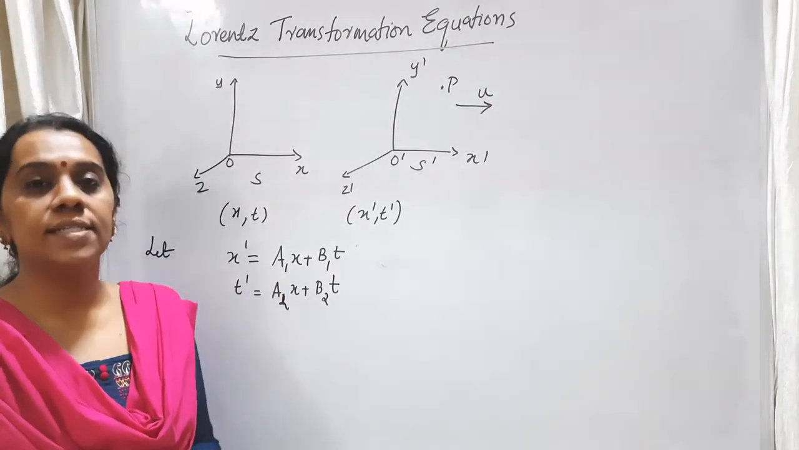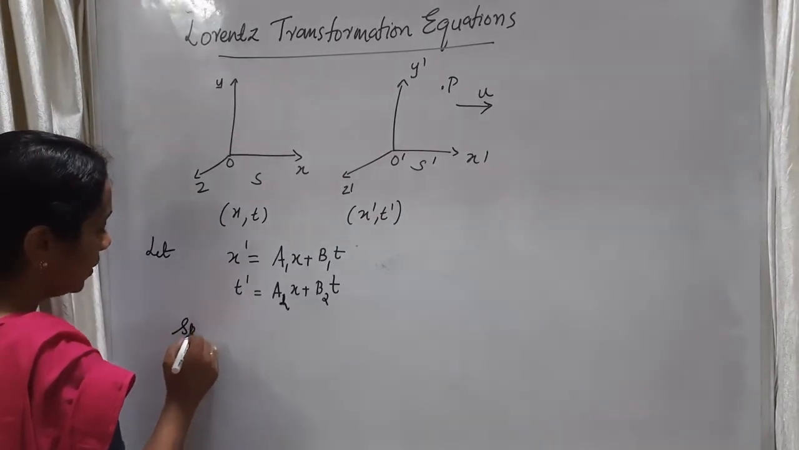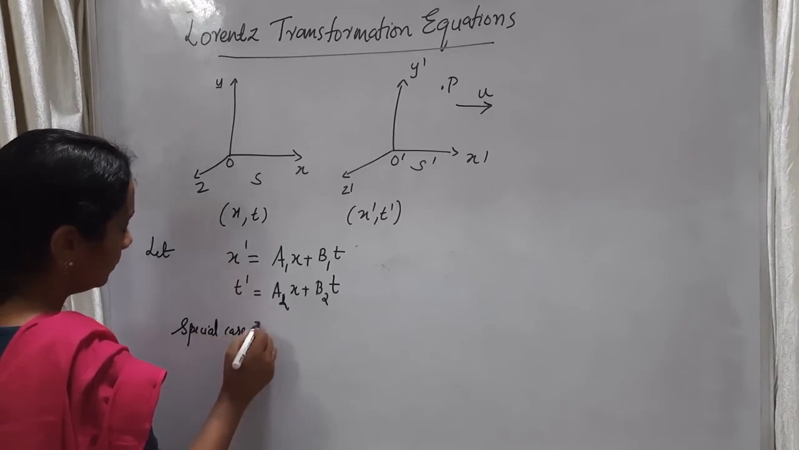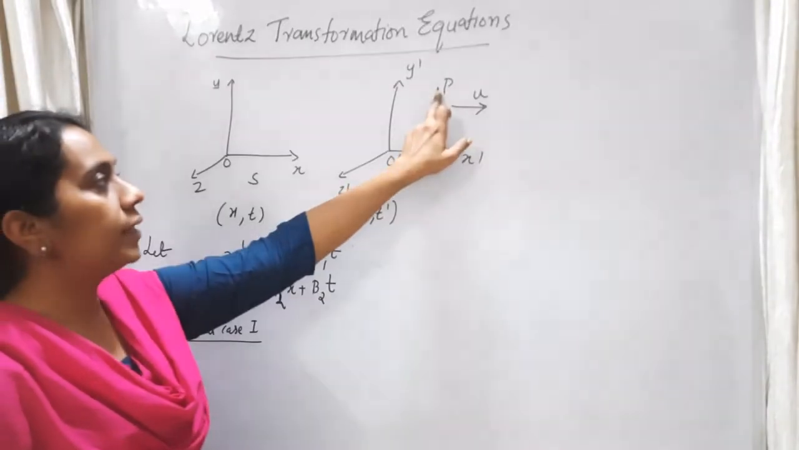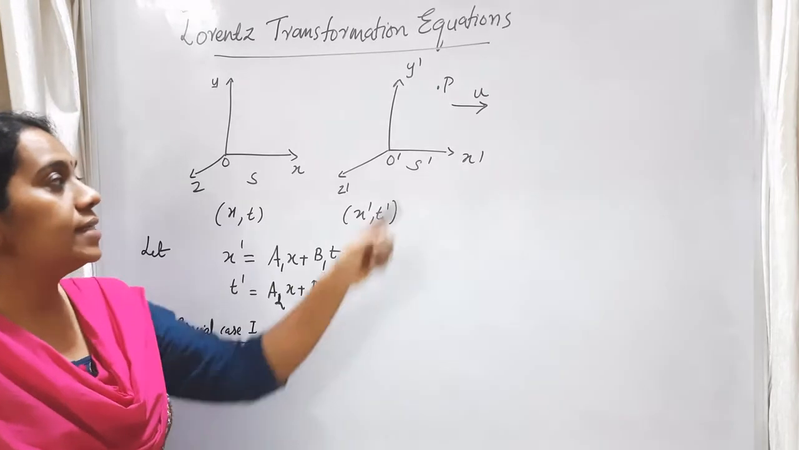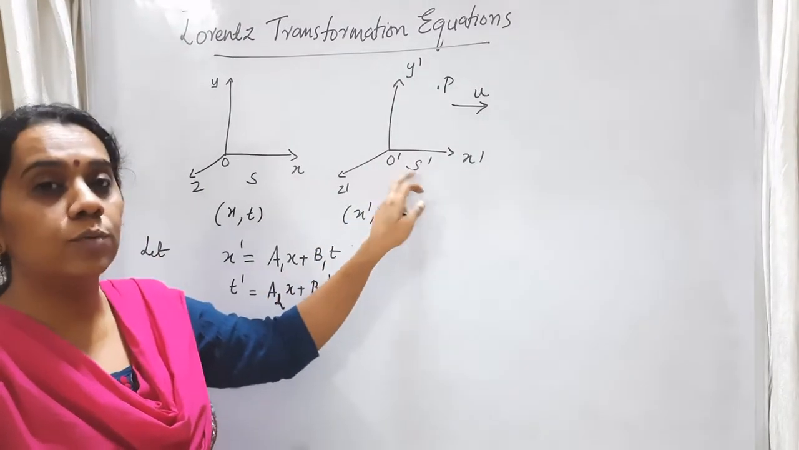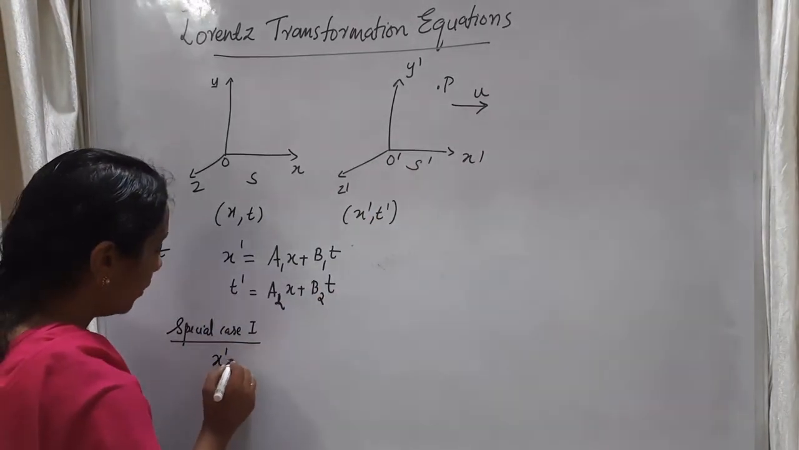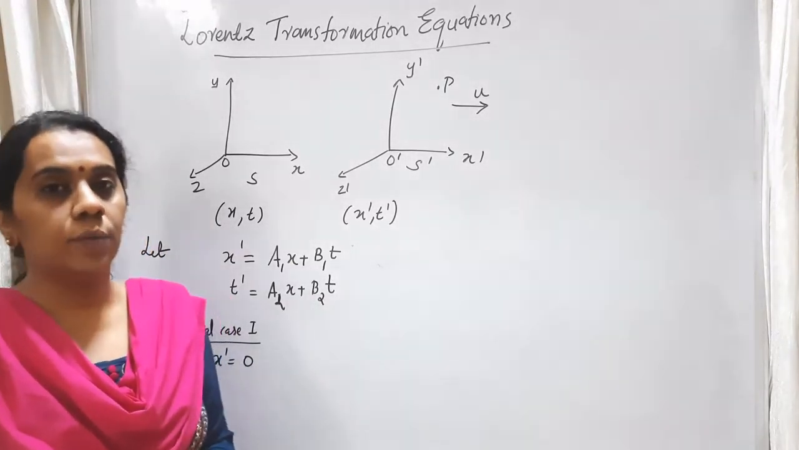For that, we consider certain special cases. So let us consider the first special case. Let us assume that this particle or this body is at the origin of the S dash frame, that is, it is at O dash. So what will be the position as measured by an observer in the S dash frame? We can say that x dash is equal to 0, right? x dash is equal to 0.